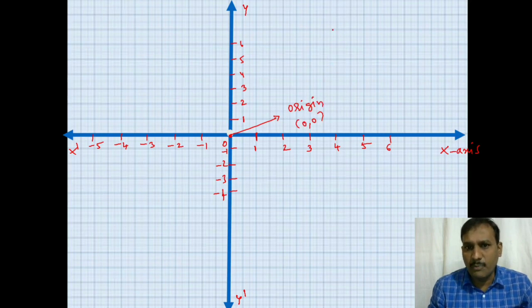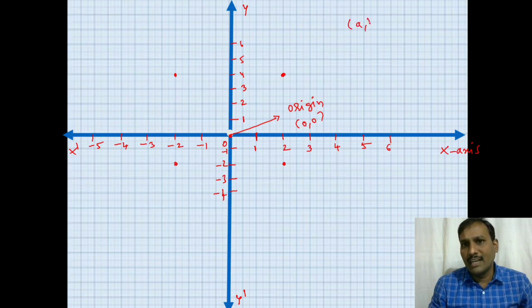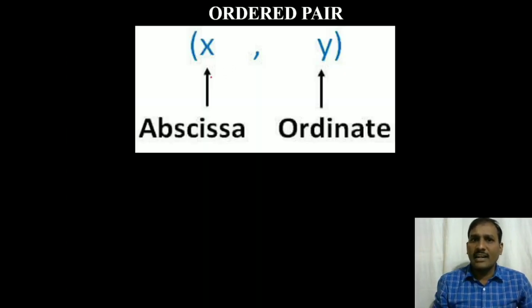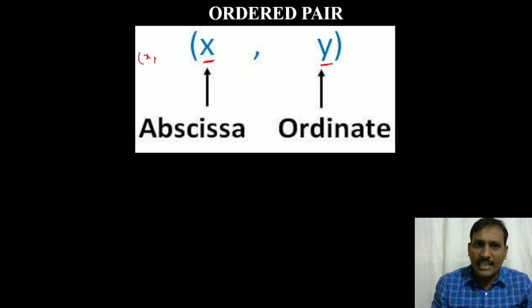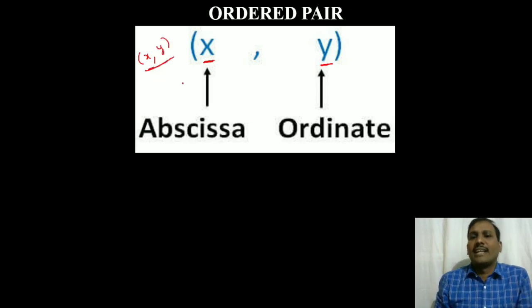So you take any point on this Cartesian plane. Suppose you take this point or this point or any point. These points are in the form of a comma b. This is called an ordered pair. In this ordered pair, x comma y, we write two elements separated by a comma and we write them in a bracket. That is called an ordered pair.